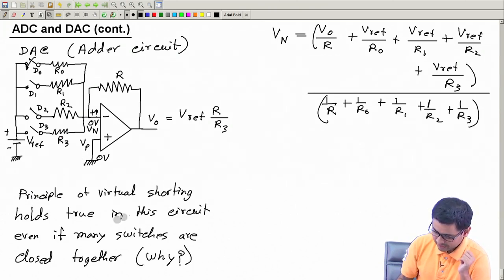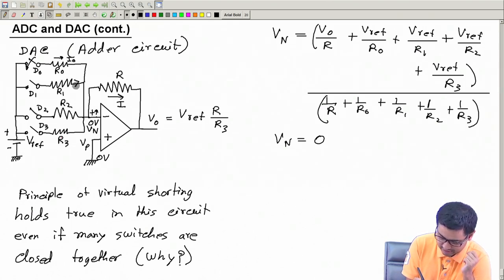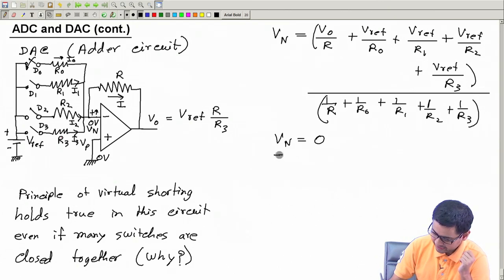So, from virtual shorting we know that Vn will become 0, and if this is the case, then what can we write about VO? So let me call this current I, let me call this I0, this is I1, this is I2 and this is I3. Then I can write the current I is the sum of I0, I1, I2 and I3.